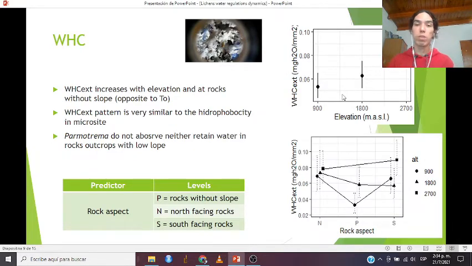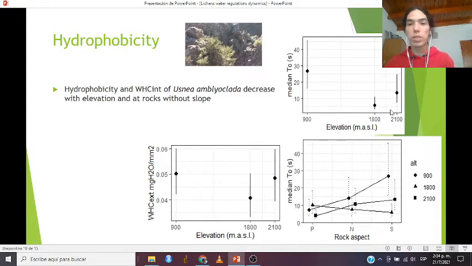And we also found that water holding capacity in Parmotrema is the opposite, increasing with elevation. And at microsite level, we actually don't see a clear pattern. I'm going to talk to you about this later. Hydrophobicity of Usnea amblyoclada decreases with elevation and increases in south-facing rocks, which is a more logical pattern because south-facing microsites are more humid, so increasing hydrophobicity can be a strategy to avoid early saturation.